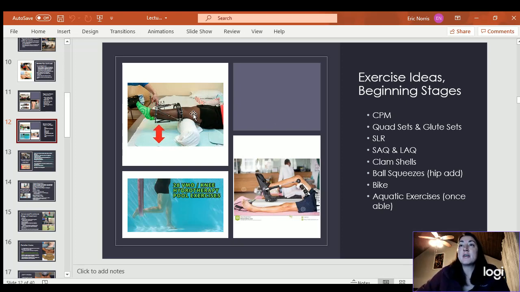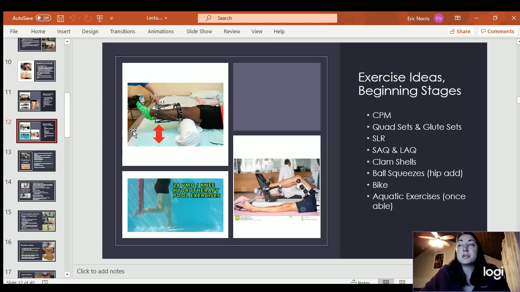Here we have someone with an external fixator doing short arc quads. That is where the knee's over the bolster and they're just doing a small movement. And then of course long arc quads, they're usually sitting at the edge of the bed and then doing the full range of motion strengthening.